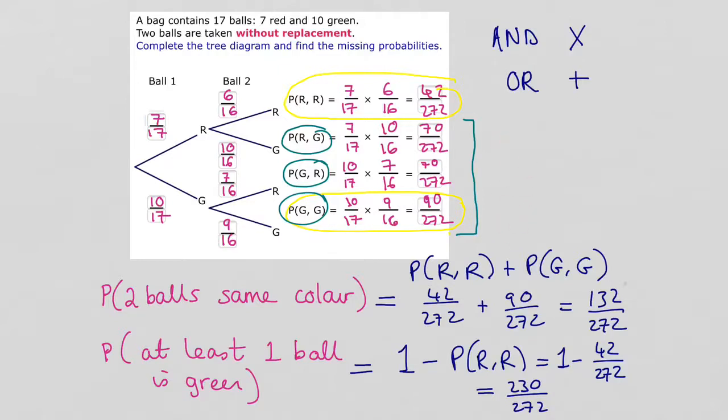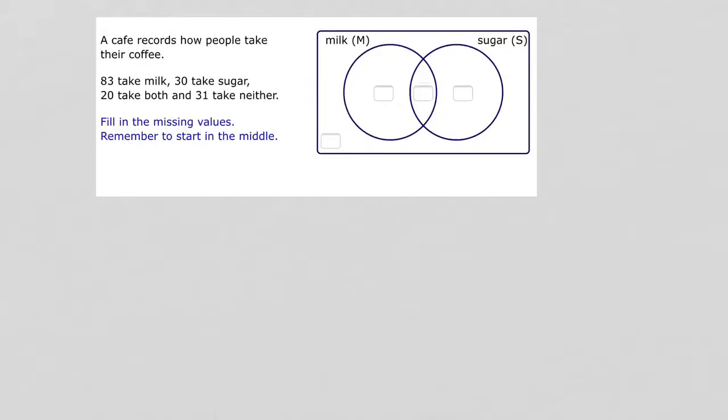Okay? Right, let's have a little look at Venn diagrams. Again, we've done these at GCSE. We've looked at all the notation, but it's worth having a recap. I'm going to start from the bottom up, because that tends to be where most of the valuable information is. I've got a Venn diagram here that shows how people take their coffee.